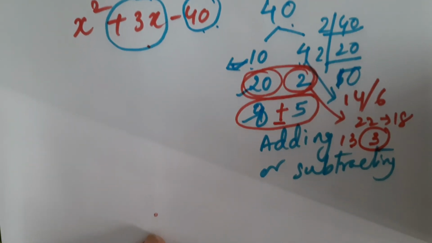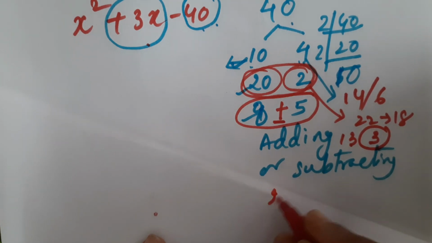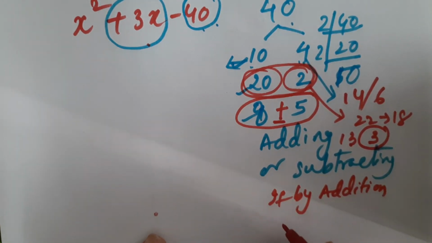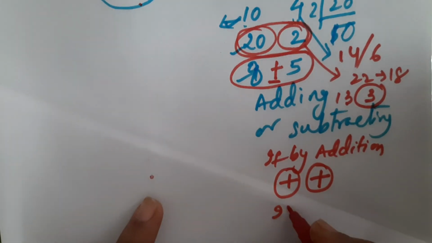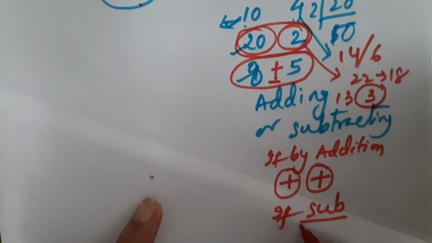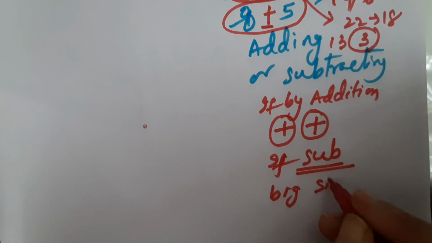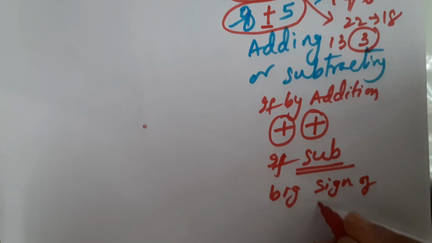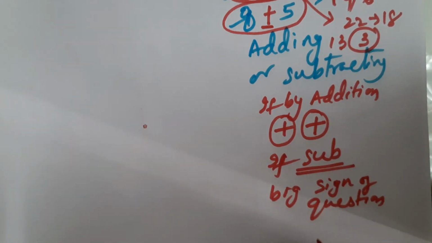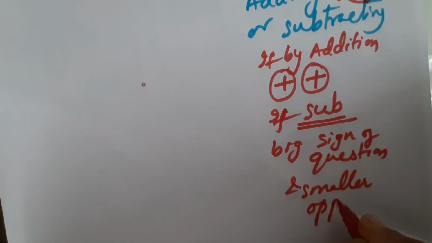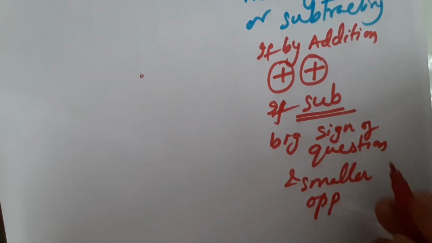Now the rule which we need to follow: if by addition we get the middle number, we need to put the same sign to both the numbers which we are choosing. And if by subtraction we are getting the number, the bigger number should be given the sign of the question and the smaller number the opposite sign. So this is the main trick which you need to remember.